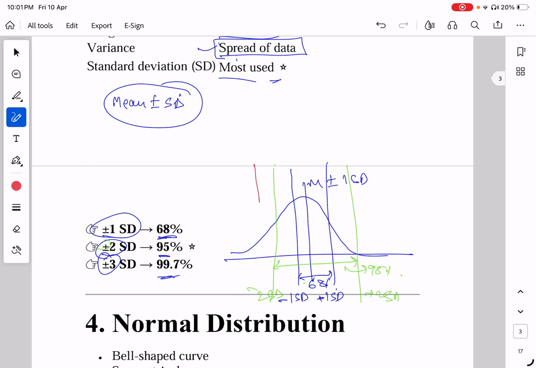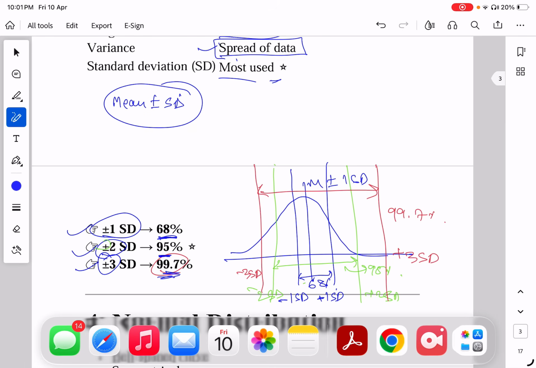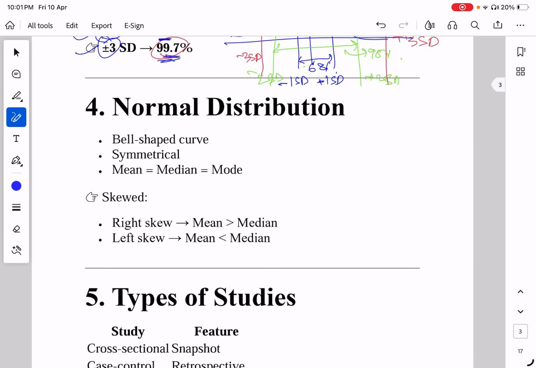And next, if we see minus 3 standard deviation, this side of the mean line is negative, this side is positive. So minus 3 SD and this is plus 3 SD. So this is the largest column. So this is covering around 99.7%. So this can be asked in MCQ also. Plus minus 1 standard deviation, 68%, plus minus 2, 95%, plus minus 3, 99.7%.